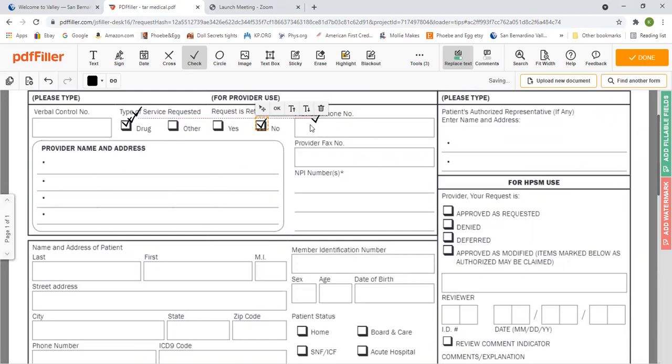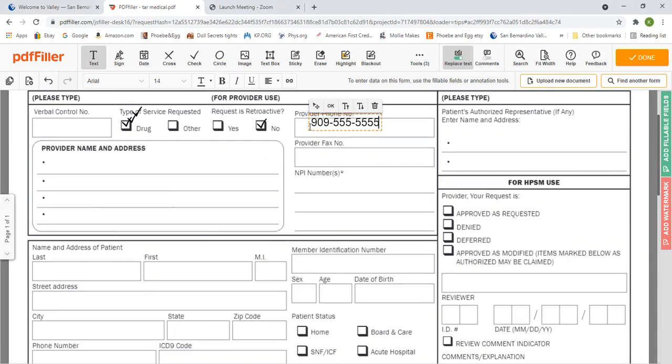The telephone number is going to be the phone number of the provider, which in this case would be the pharmacy. So here, you're going to put the pharmacy phone number. Let's say we're in the 909 area code. The provider fax number is where they're going to fax the yes or no, or it could be a deferral, that they fax. So this could be the pharmacy fax number.